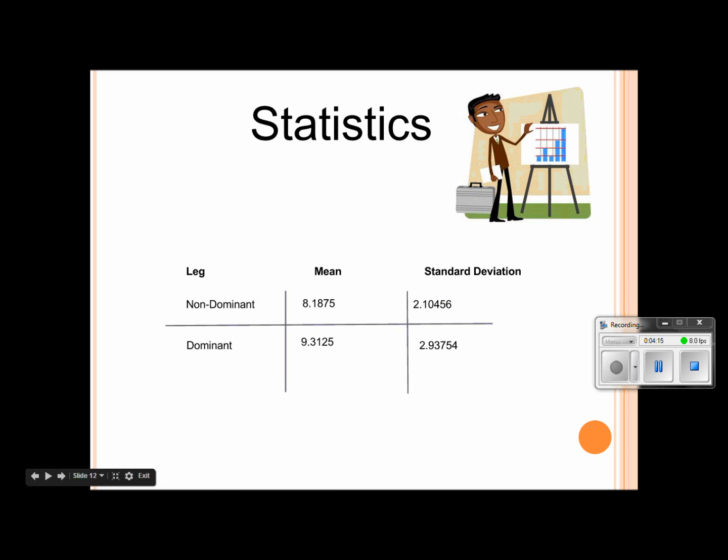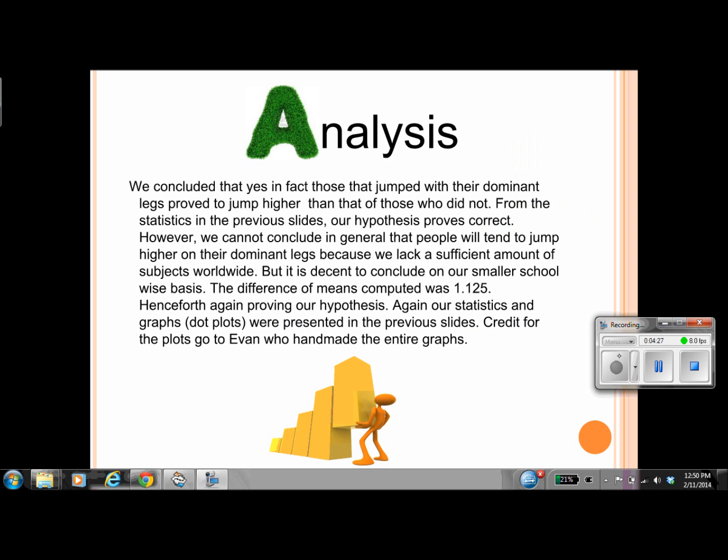Statistics. So for non-dominant and dominant leg, the mean was higher for the dominant leg, so the jumps there were much higher. And then for standard deviation, it was higher for non-dominant. All right. So our analysis: we concluded that yes, in fact, those who jumped with their dominant legs proved to jump higher than those who did not jump on their dominant leg. From the statistics in the previous slide, our hypothesis proves correct.